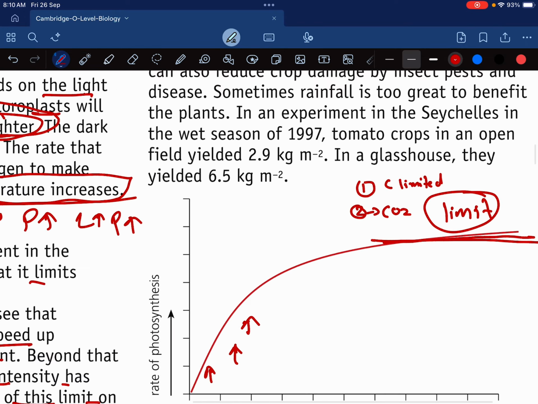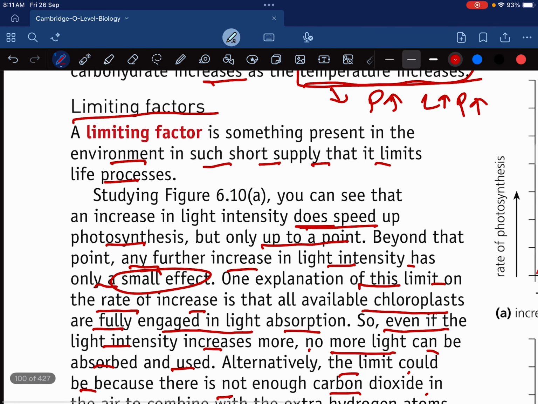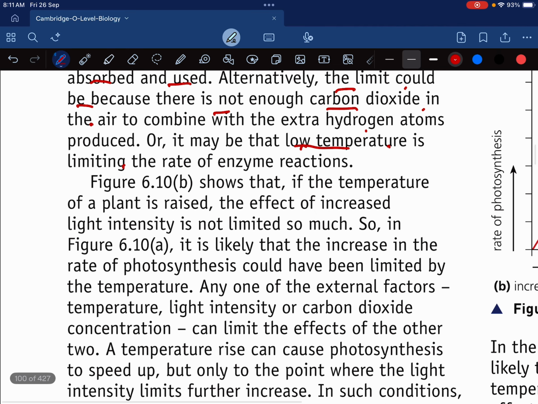Or it could be temperature. Number three, temperature is also a very important thing. Temperature could be limited, right? Maybe if you keep the temperature at the same spot, then of course the reaction is going to stay the same. Okay, moving on, with extra hydrogen atoms, low temperature. Okay, and yeah, low temperature is limiting the rate of enzyme reaction.